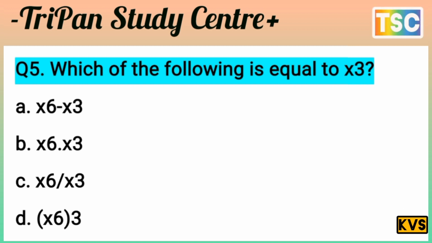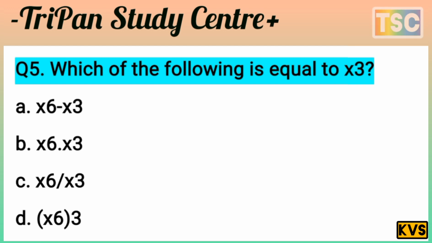That's an important question, but very easy. First of all, test your knowledge. I give you a few seconds. You must have a thought of your answer. Let's see and understand this question. Which of the following is equal to x to the power 3? It's easy. First of all, x to the power 6 minus x to the power 3 is not possible here.